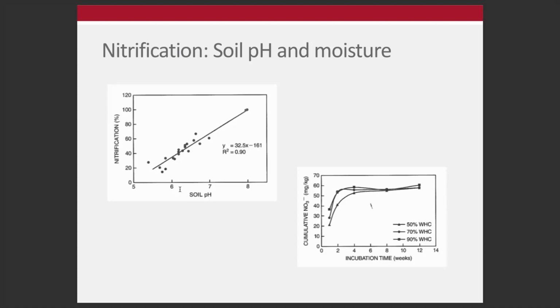Nitrification is related to soil pH. As soil pH increases, nitrification rates and percentage of total nitrification are going to increase. And we already mentioned that as moisture increases, cumulative nitrate production increases as well. That's exactly what this graph is showing. So as pH increases, and as moisture increases up to field capacity, the nitrification rate of nitrate production will increase.